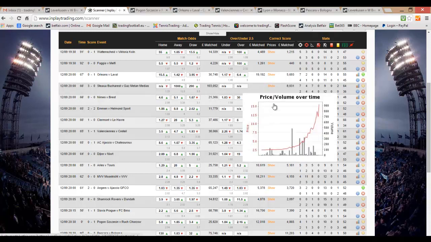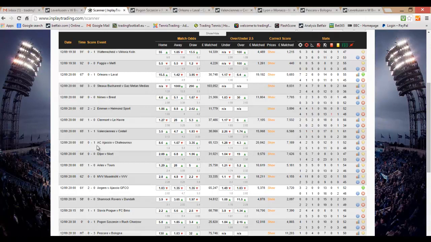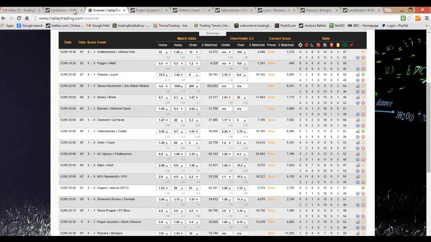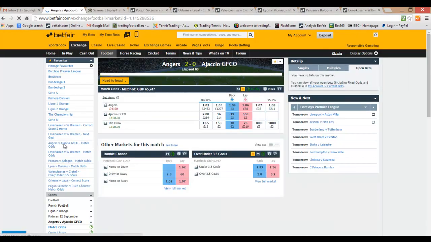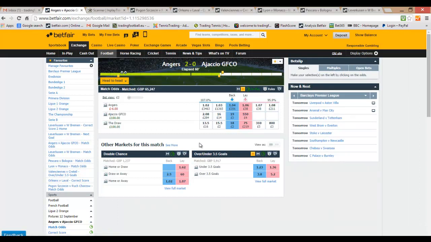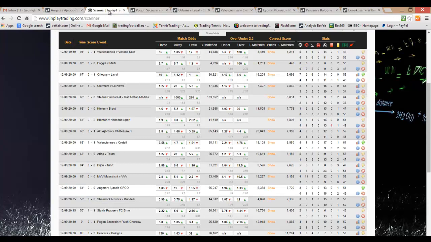Remember, we laid Angers at 1.06 for £100. If that goal had stood from Ajaccio to make it 2-1 with 30 minutes left, Angers' price would have drifted to round about 1.27, 1.3, and I would have made a nice £20 odd profit for that. Unfortunately, the goal was disallowed, and I don't know why.